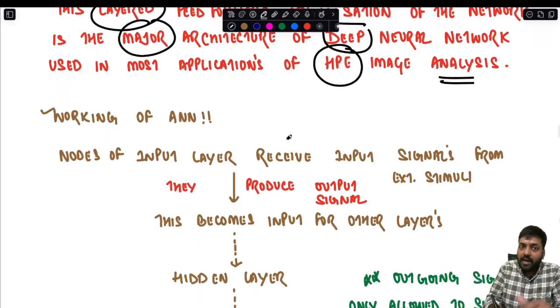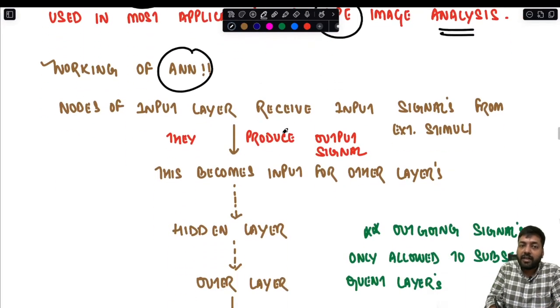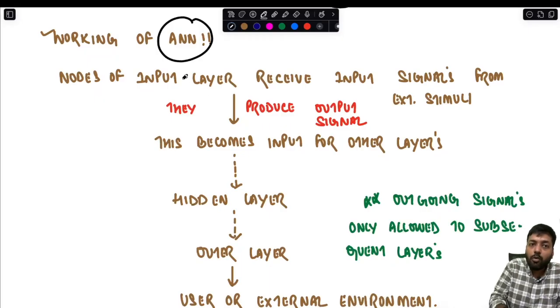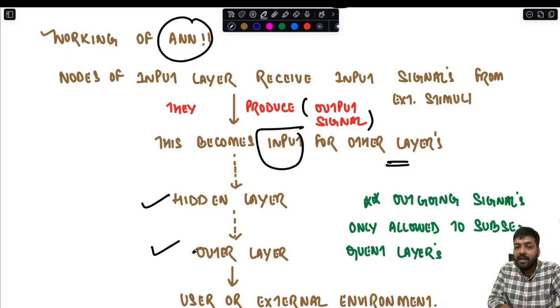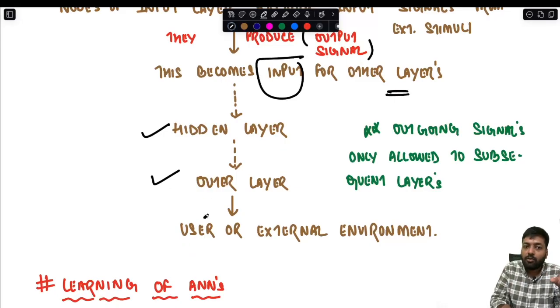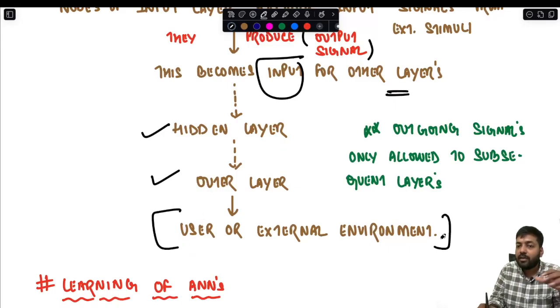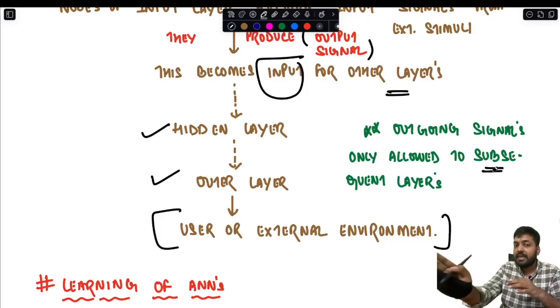So whatever I have spoken about, I'm just going to read the working of artificial neural networks. The nodes of the input layer will receive the input signals from the external stimuli, and they will produce output signals. Now these output signals will become the input signals for the other layers like the hidden layer, outer layer, etc. And finally, whatever signal you get from the outer layer is going to go to the user or the external environment. Remember, the outgoing signals are only allowed to subsequent layers and not vice versa. It will go in a feed forward, or single direction.